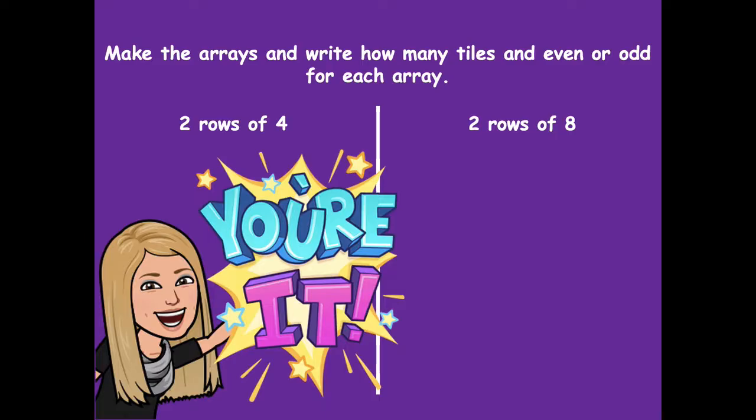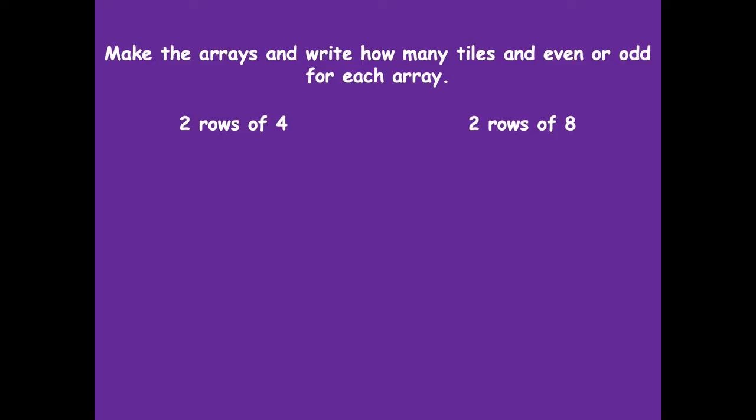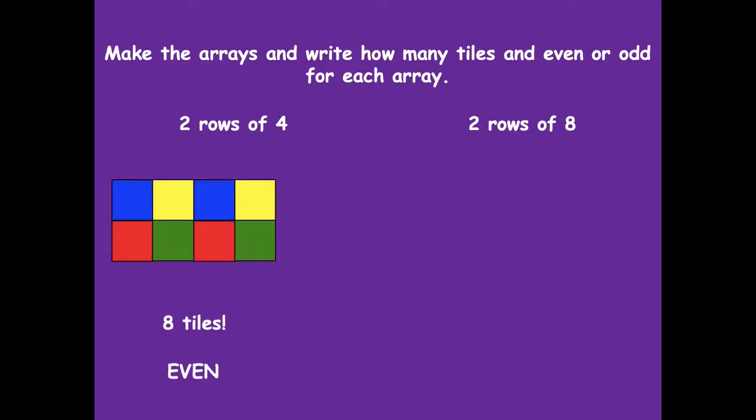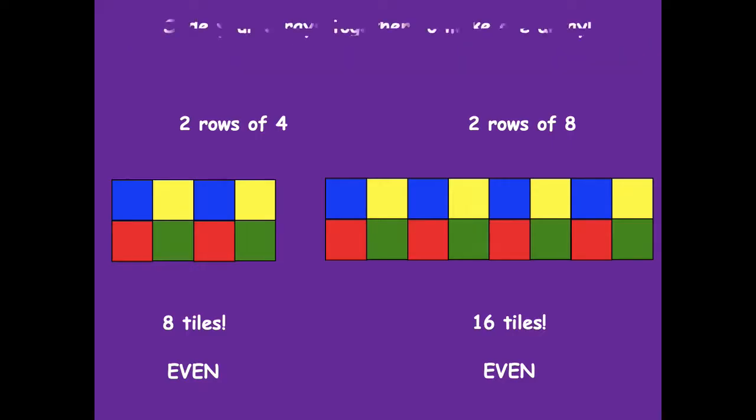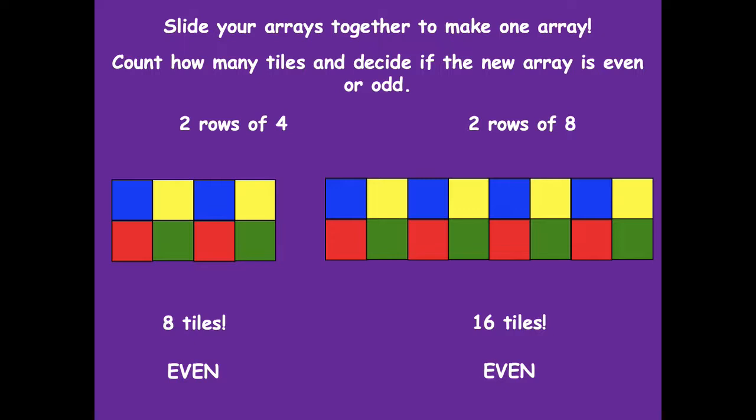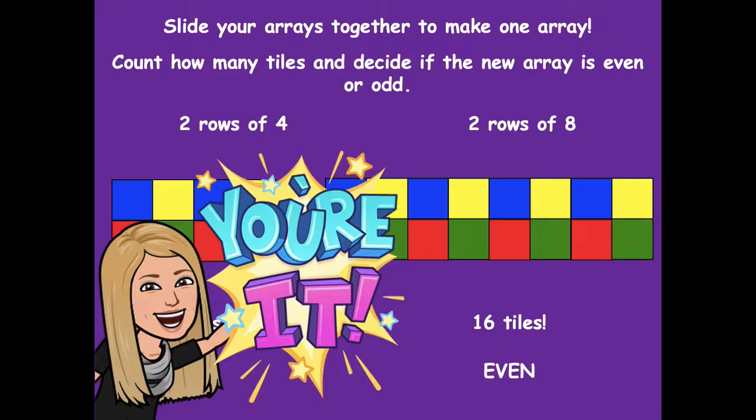All right, friends, pause if you need more time. All right, so here I have 2 rows of 4. There's 8 tiles, and we know that that's even. Then I know my 2 rows of 8 looks like this. There's 16 tiles, and that's even. Did you guys get that too? Okay, awesome. All right, so slide your arrays together to make one array. Then you're going to count how many tiles and decide if the new array is even or odd. So pause the video, slide them together, determine even or odd, and then click play when you're ready to go over it together.